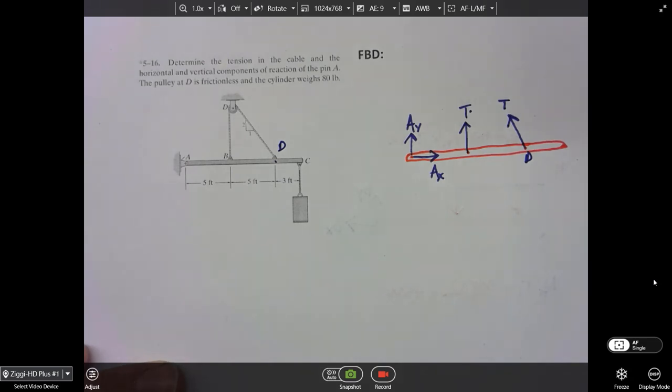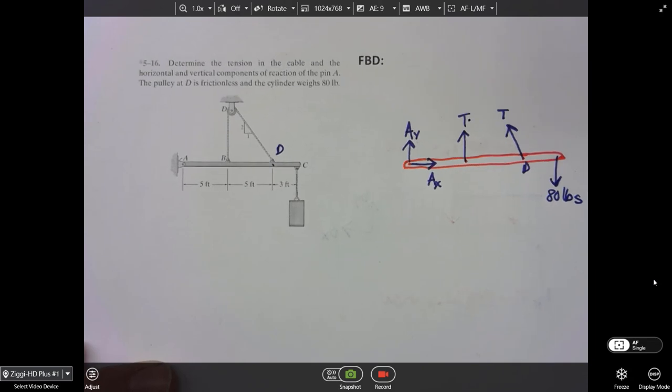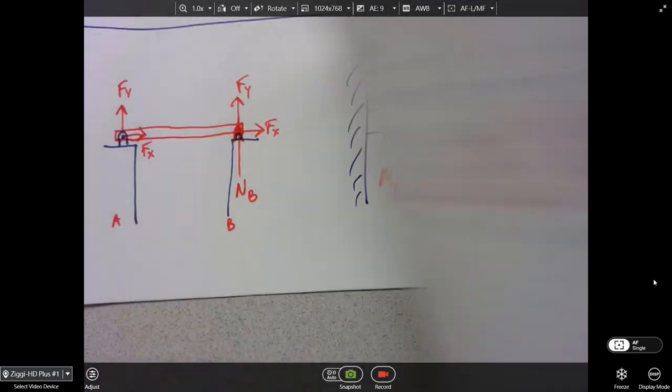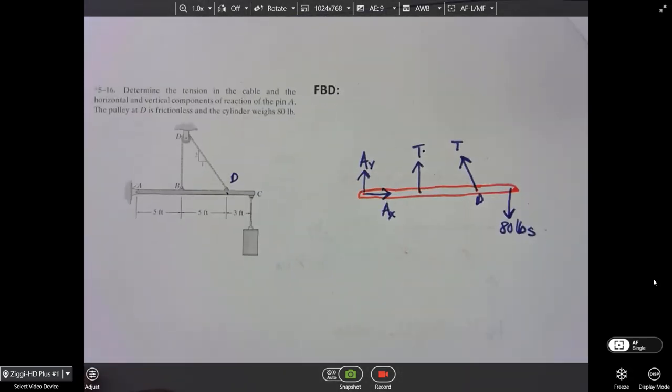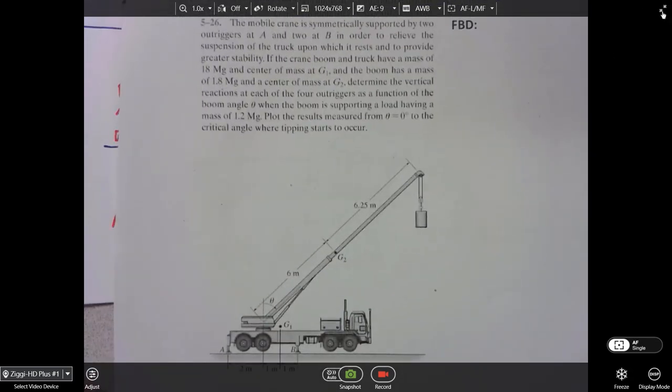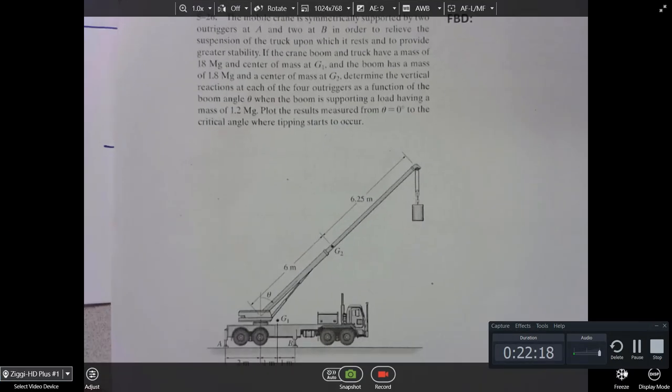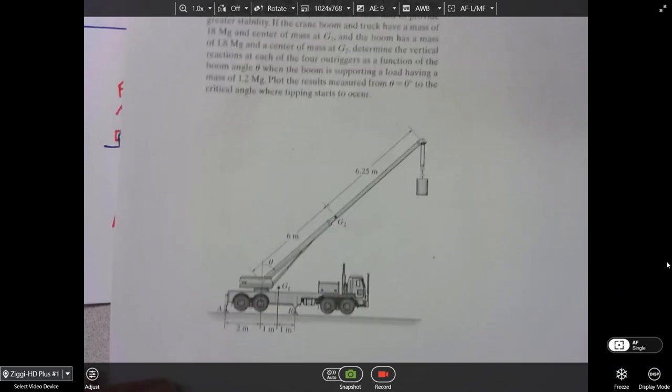Anything else touching the beam? 80 pounds, right? How many unknowns are there? Three. So we could solve that, right? So let's try another one. How come they can solve for the three? Is that because we can put that into a system? Yeah, you'll see in just a minute why we can solve for three.